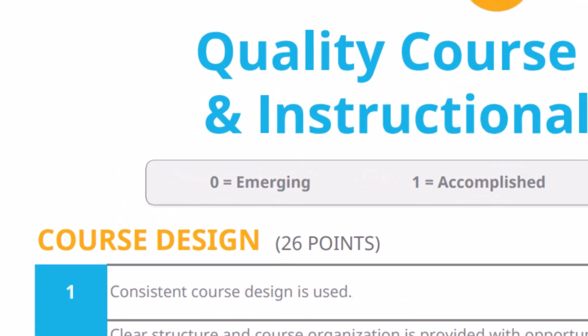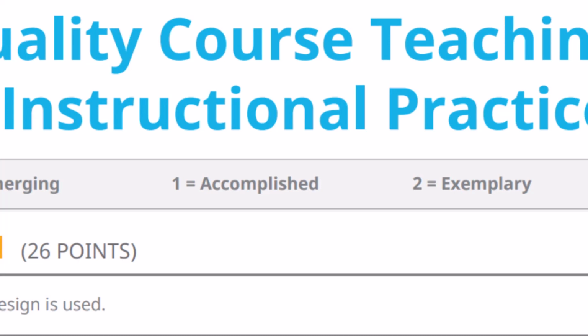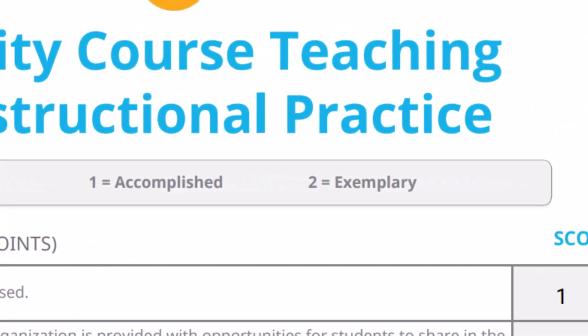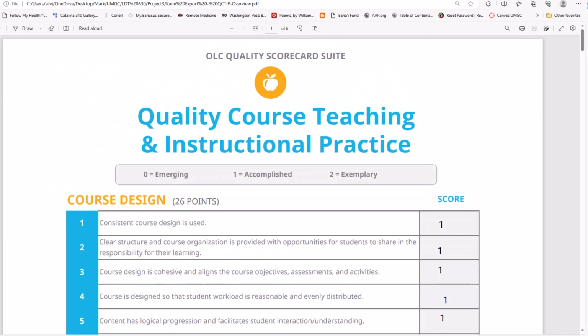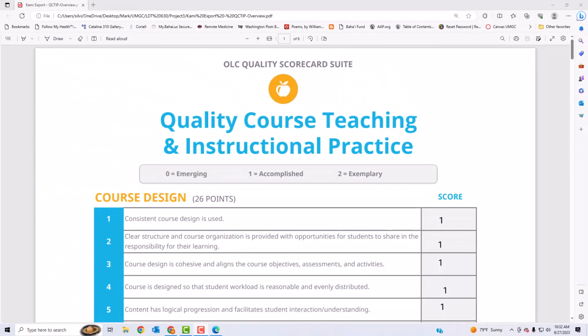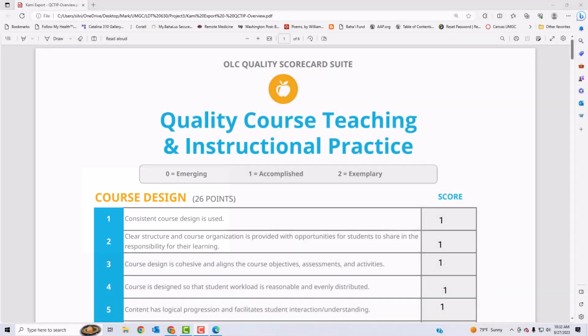The score of 0 denotes an emerging element of that course. The score of 1 denotes accomplishment of that element, and a score of 2 indicates an exemplary example of that subcategory or element which is evident in the learning experience. For example, under the functional area of course design, the QTIP rubric has 13 subcategories for a total of 26 possible points if maximum score were to be awarded for all areas.